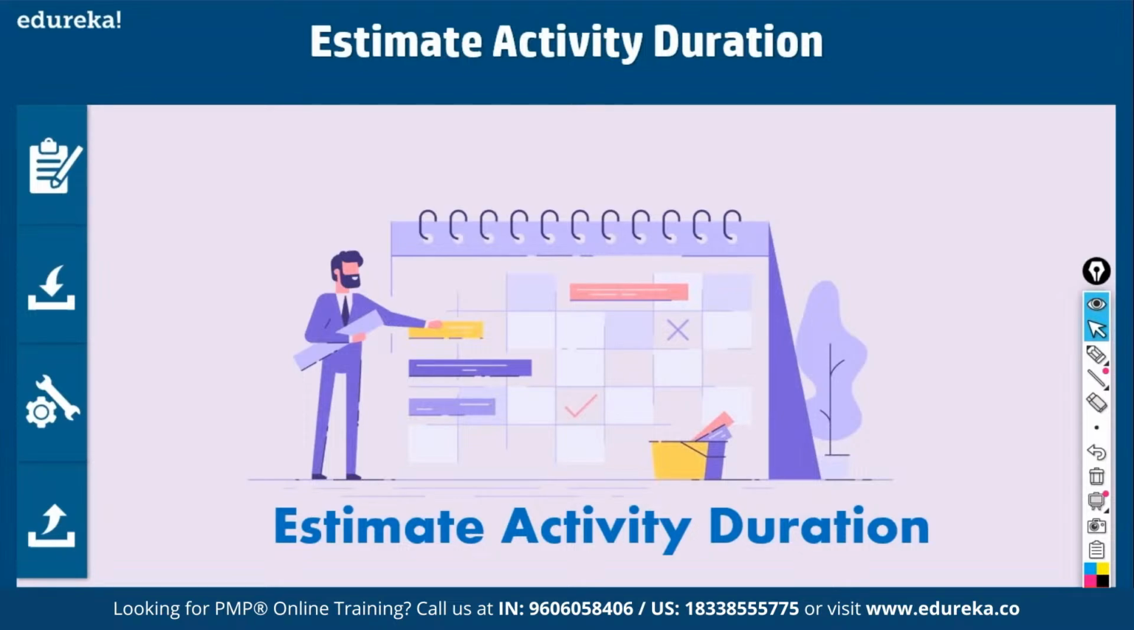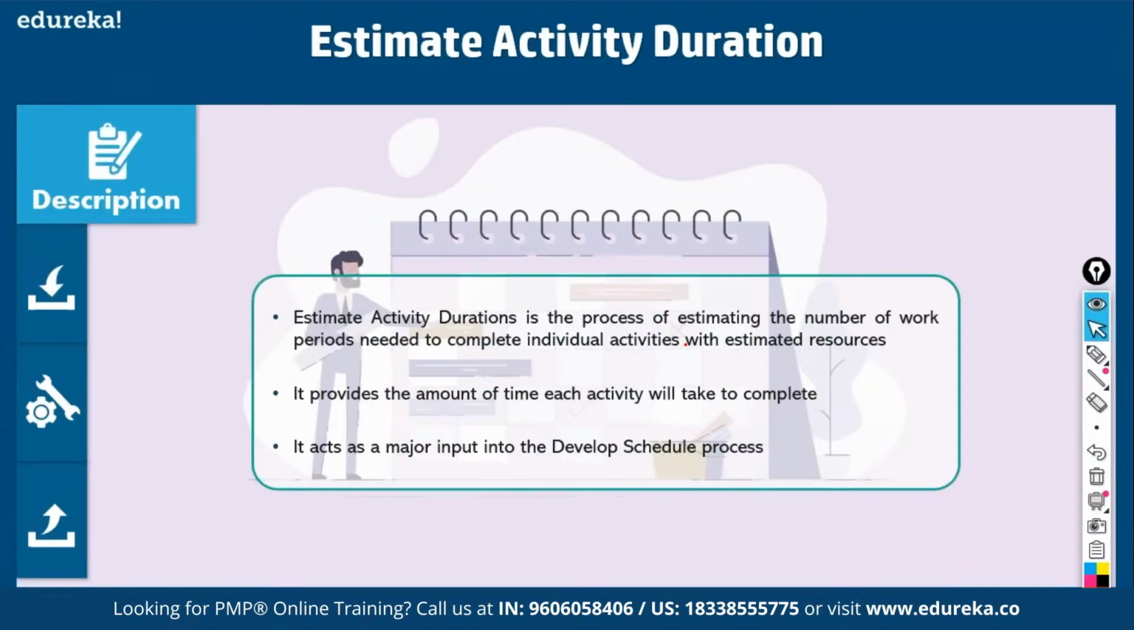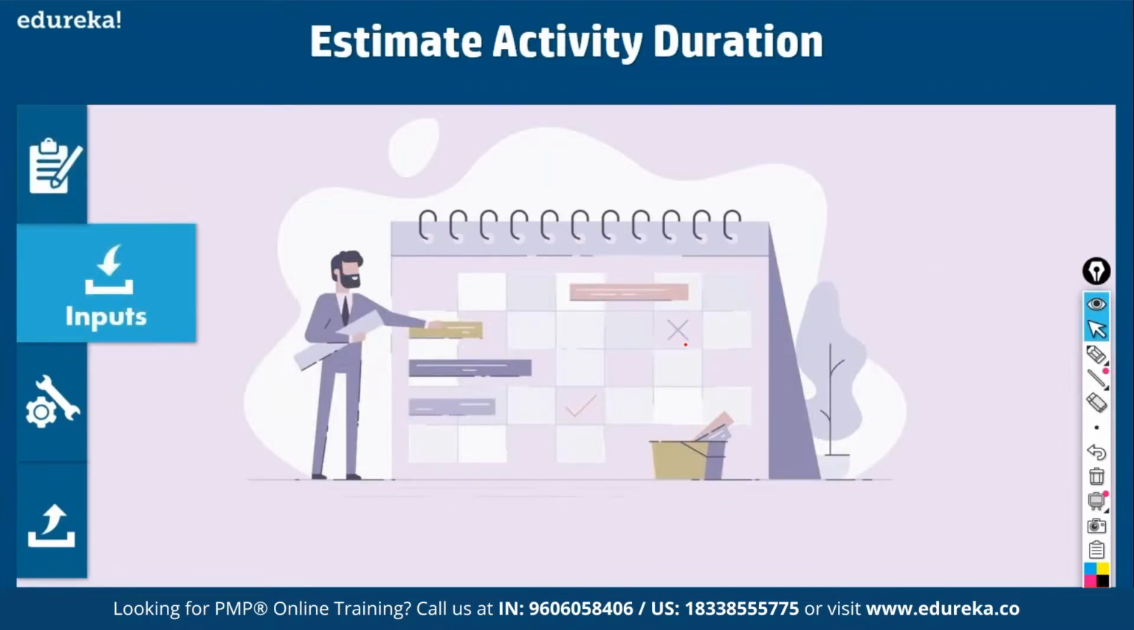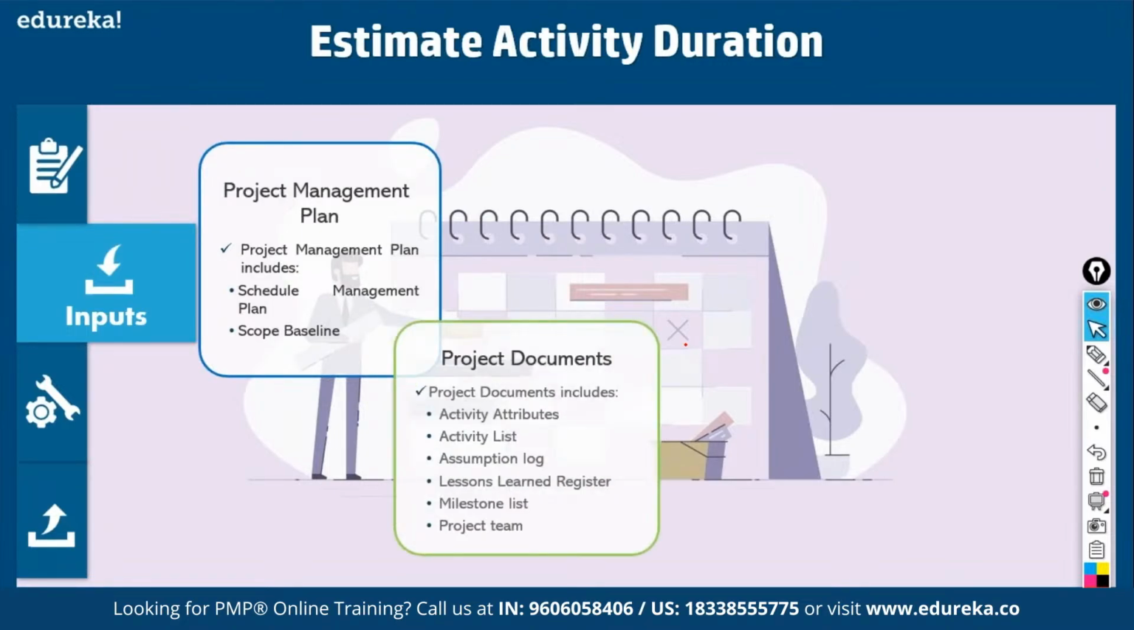Now we have come up with network diagrams. You should get a confirmation about who will be working on these activities, and based on their productivity, you have to come up with durations. That is called estimate activity duration. This is a process of estimating the number of work periods needed to complete individual activities. So what are the inputs? Project management plan. Then project documents.